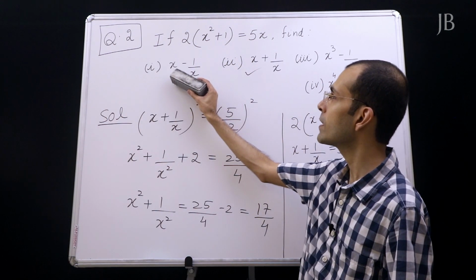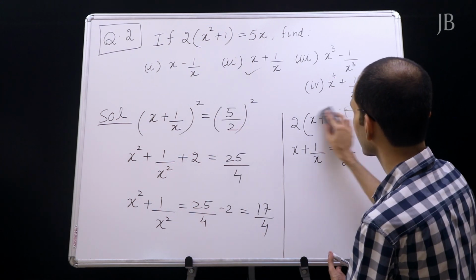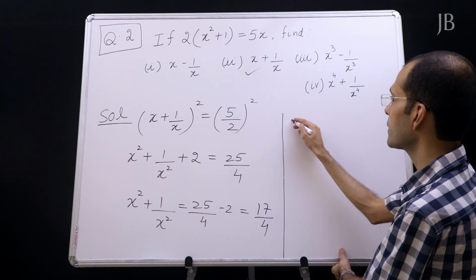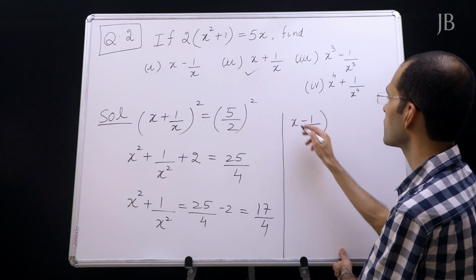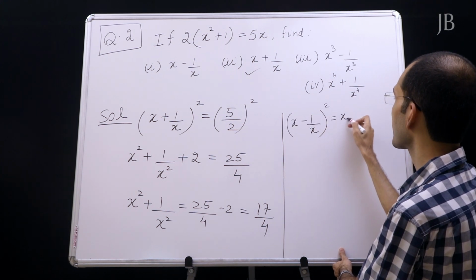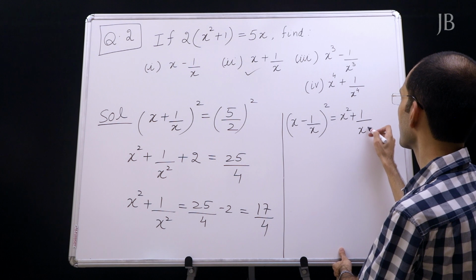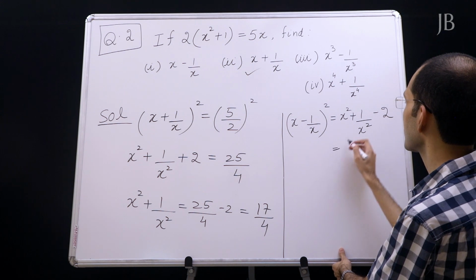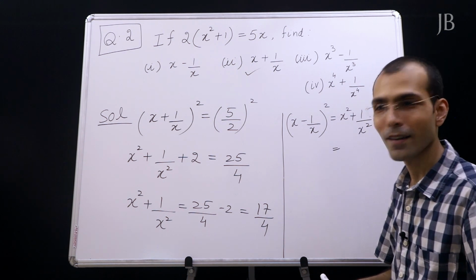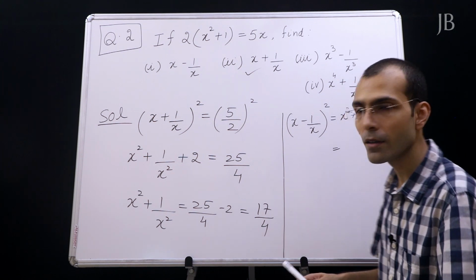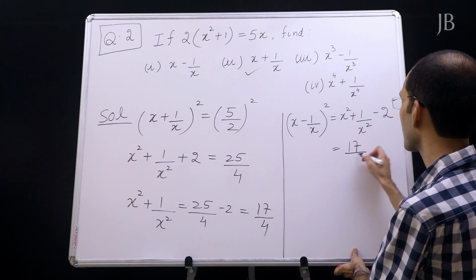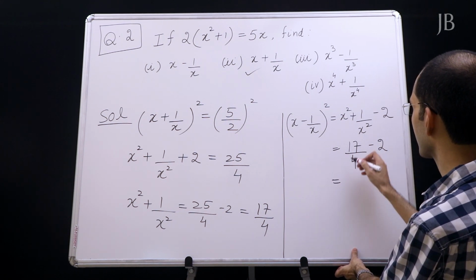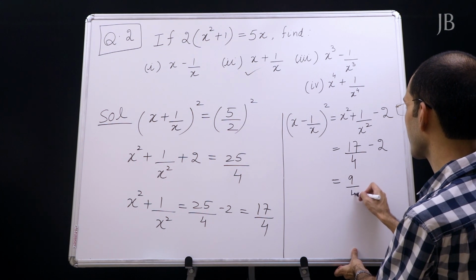Now revisiting this, we want x minus 1 upon x. So let us see, x minus 1 upon x the whole square we will do. This will be x square plus 1 upon x square, first term into second term into 2, so that comes minus 2. Now see, x square plus 1 upon x square we know, we found it out, 17 upon 4. So this is 17 upon 4 minus 2. So 8, take the LCM. This comes out to be 9 upon 4.